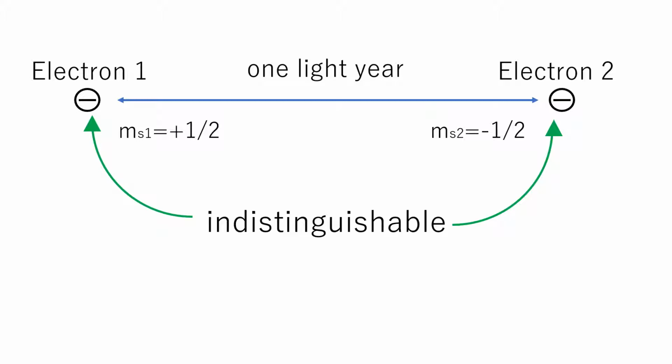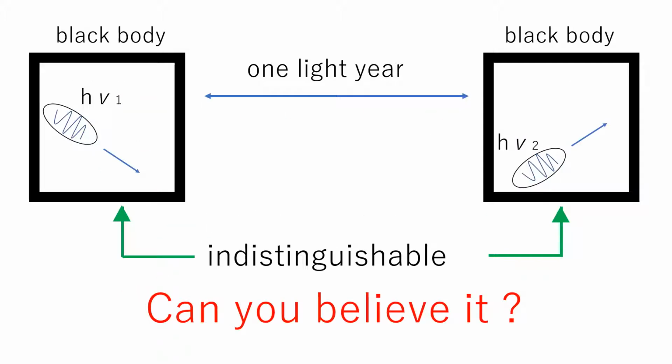And two electrons are indistinguishable, even if they are one light year away. And two photons, which are in different black bodies and have different energy, are indistinguishable. Can you believe it?